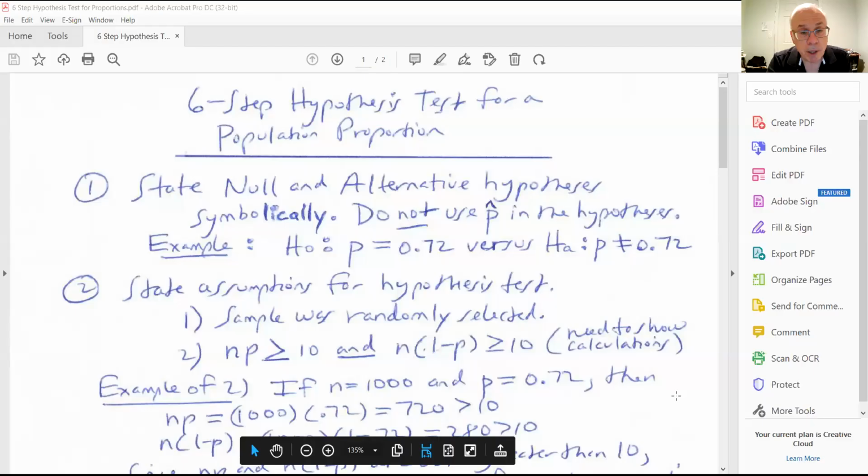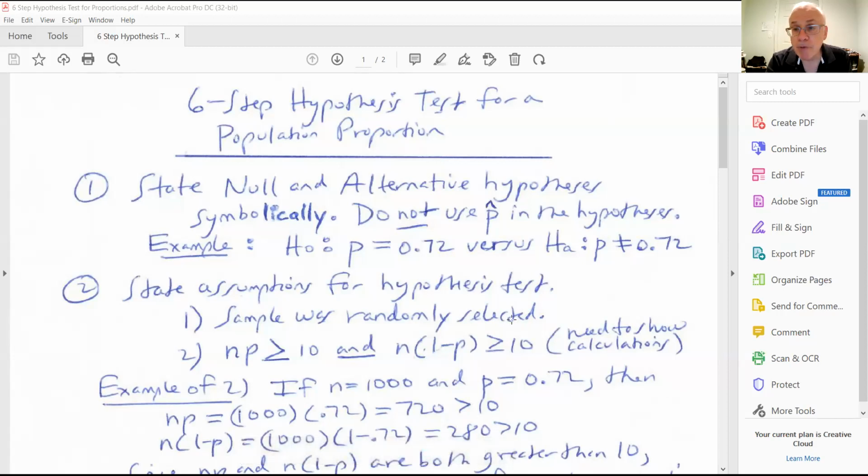Let me just make sure I have that PDF that I have. I have posted this PDF for you. The PDF is basically the 6 steps. So let me share the screen with you for the 6 steps. There we go. This is the 6-step hypothesis test for a population proportion.